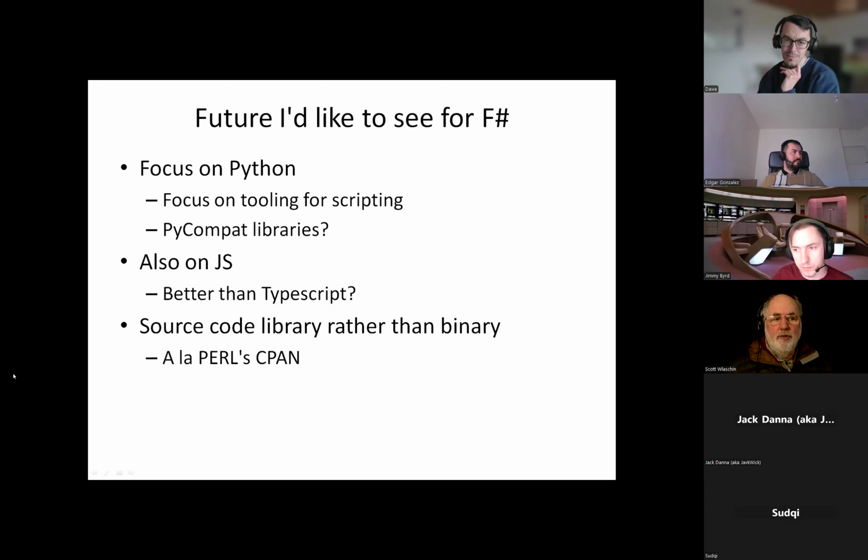So, and again, if the tooling is there to make it really easy to use, I mean, Fable is fantastic. It's just a tough thing. But a part of this, for this to work, I think we need to get rid of NuGet and replace it with a source code library.